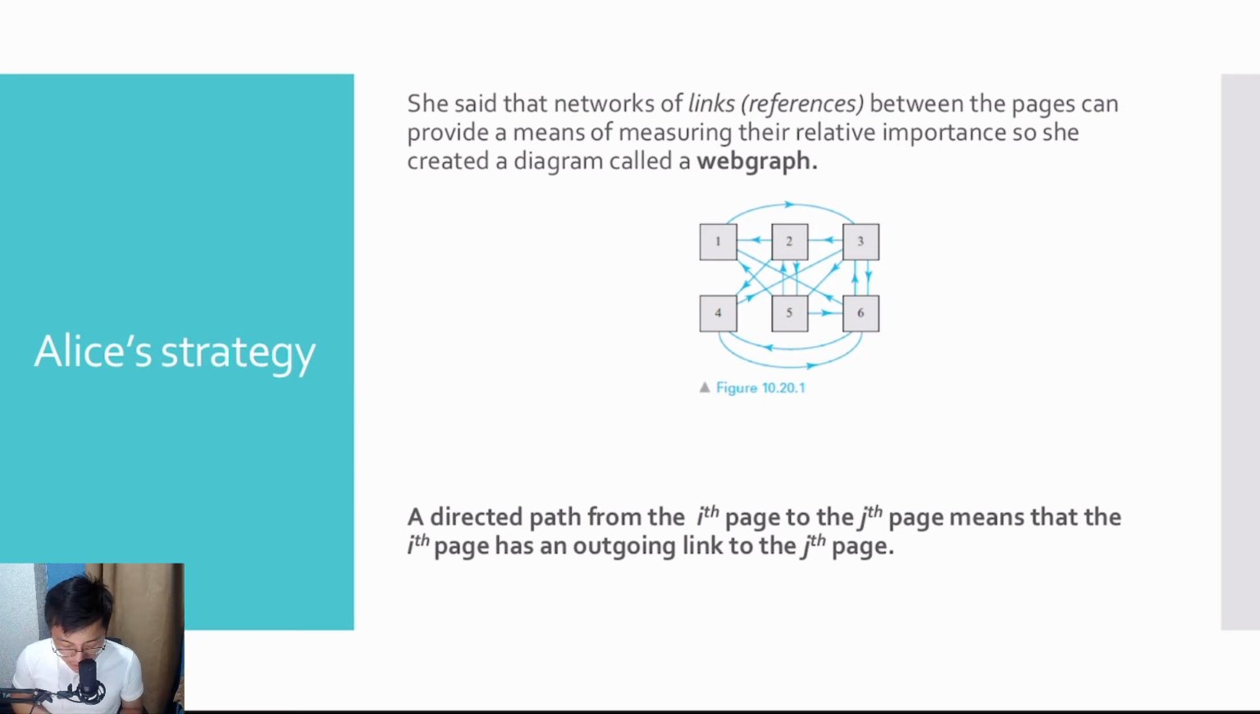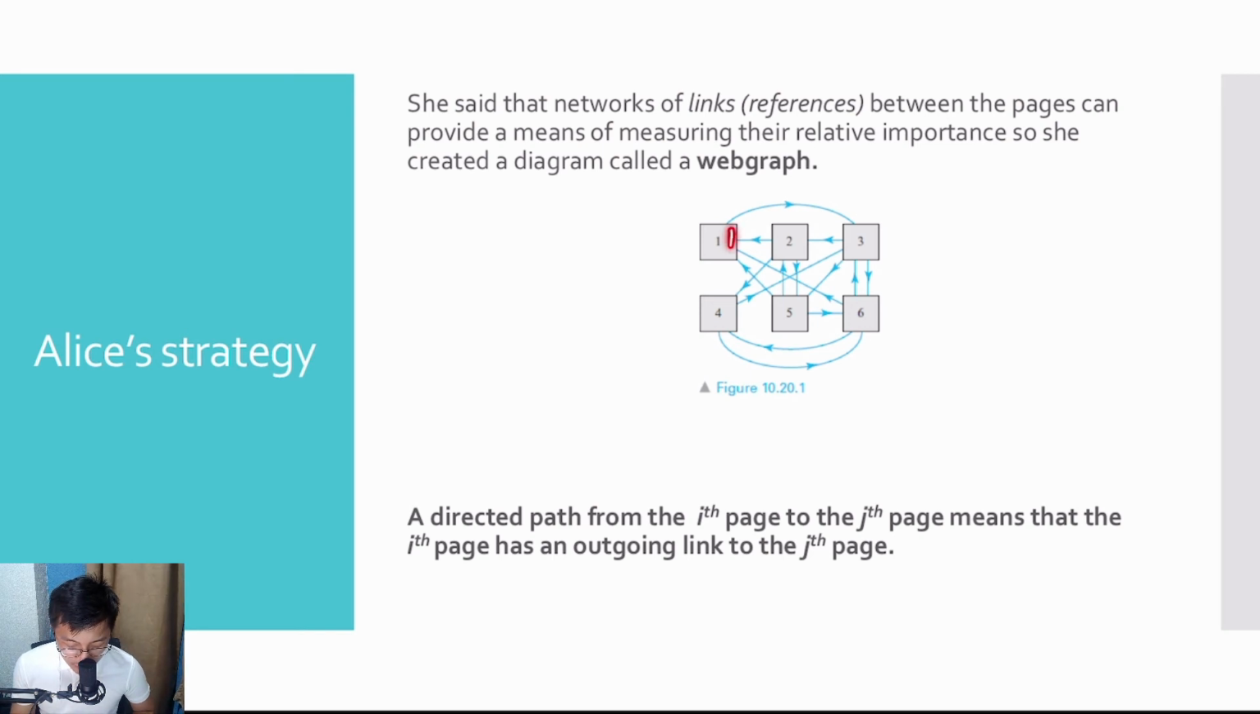So she said that networks of links or references between the pages can provide a means of measuring their relative importance. So she created a diagram called the web graph. So this is how the web graph looks like. So how do we interpret this?